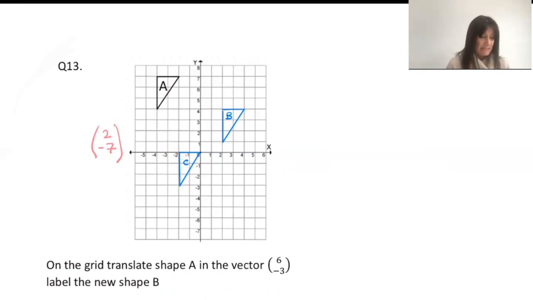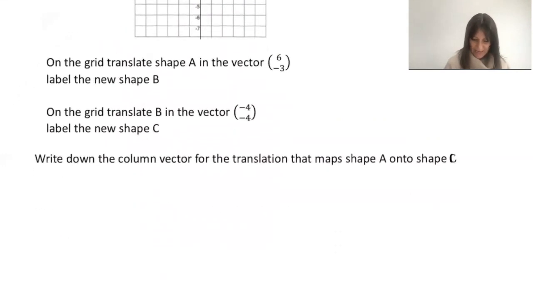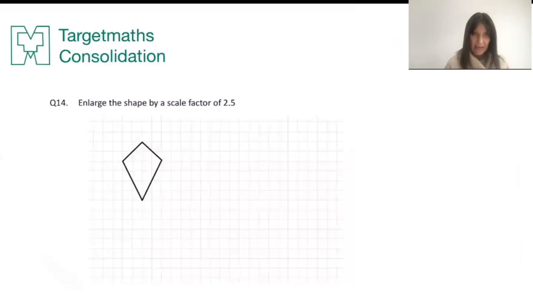The last bit is literally asking to write the column vector for the translation that goes from A directly to C. So if I choose a corner, and I can see the corner on C is here, I've got to move forward 2 and then down a total of 7, which is why the answer is 2, minus 7. So hopefully that went well. Your next question is here.